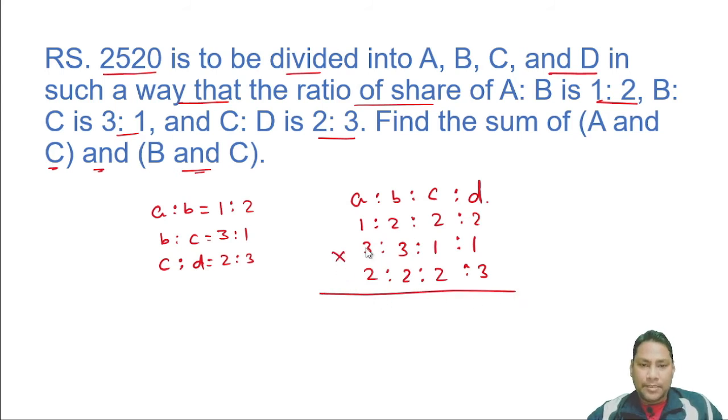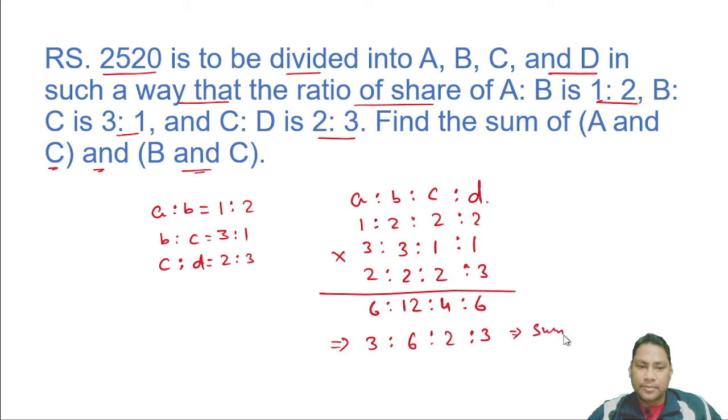Now we will multiply 1 and 3, 3 and 2, 6; 2, 3 is 6, 12; 2, 1, 2, 4; 2 and 3, 6. Now we will take the simple value by dividing by 2, that will become 6, 2, 3. This will become 6, this will become 2, and this will become 3. Now we will get the sum of these numbers. This will become 3 and 6, 9, 9 and 2, 11, 11 and 3, 14. Sum of these numbers is 14.